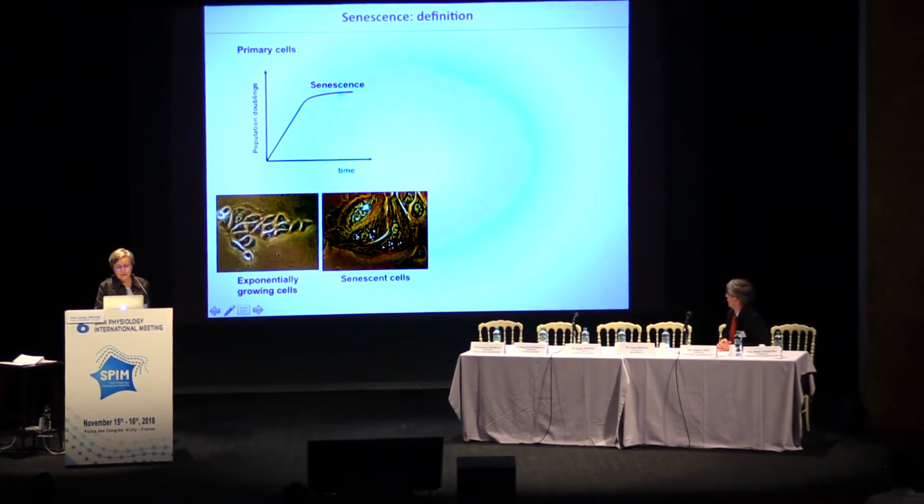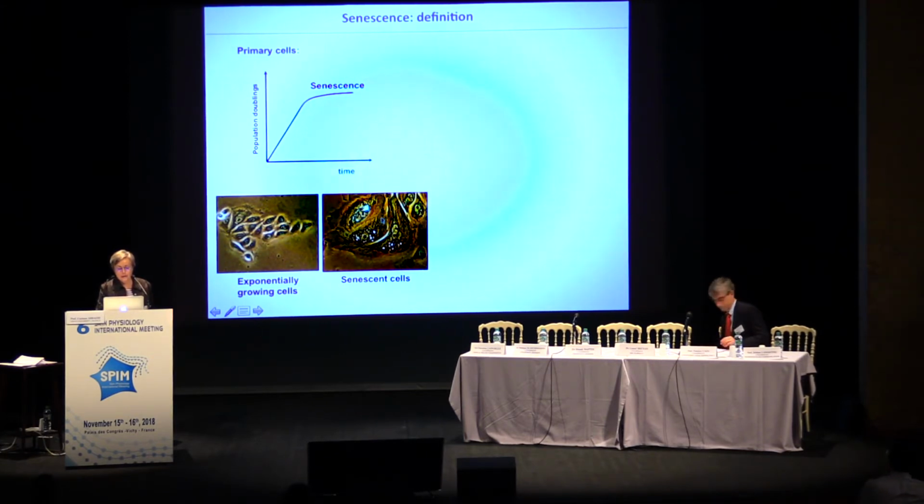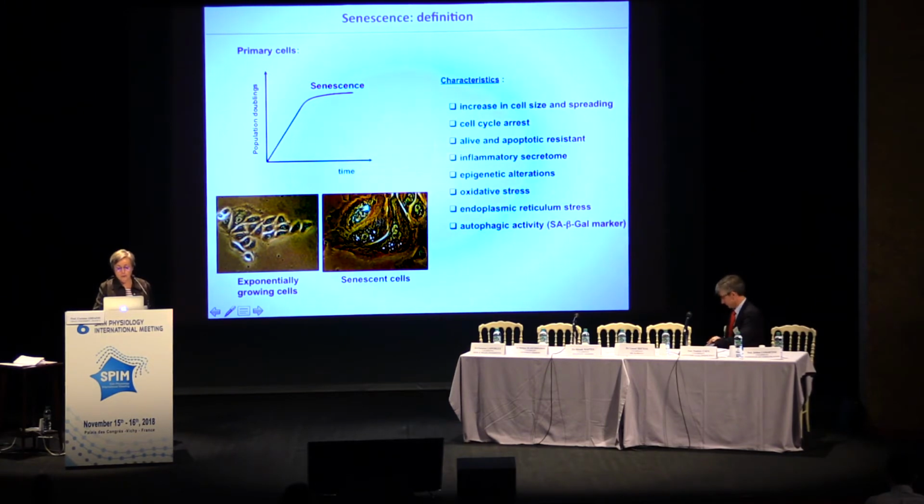And at this growth arrest phase, cells undergo several alterations. First of all, they have a very different morphology from growing cells. They are bigger and spread on the dish. They look very damaged, but actually they are perfectly alive, and even apoptosis resistant. So they are cell cycle arrested, mainly in G1, and they display several other modifications in metabolism, for example. They change the composition of their secretome, which becomes pro-inflammatory.